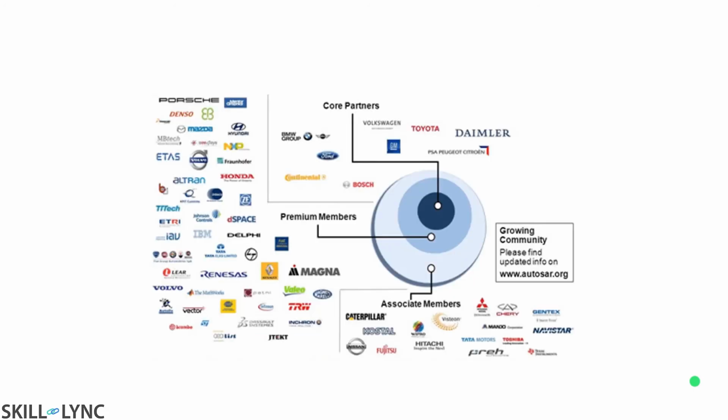So these are all the different members of the AutoSAR structure. You can see here that core partners are Volkswagen, Toyota, Daimler, GM, BMW, Ford, and so on. So all these guys came together and decided that we needed a vehicle standard, we needed an ECU standard. For the same functionality, everybody can just use the same algorithm, and then if they wanted something else, they could go ahead and do whatever they wanted with it.